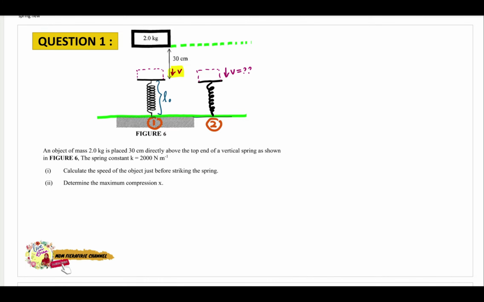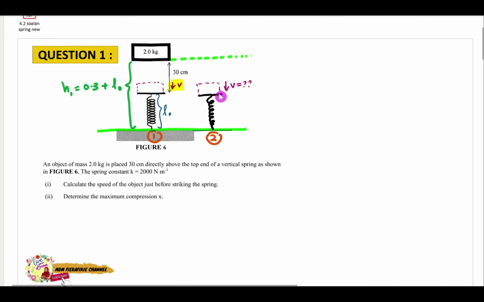If your ground or your floor is on the green line, okay, means that the initial height of the object is 30 cm plus L0. Okay. So kalau kita tulis kita punya H1 masa dia berada pada gambar yang pertama adalah 30 cm we change to meter, 0.3 plus L0. Okay, lepas dia dah berada on the top of the spring, sebab soalan minta kita kira the speed of the object just before striking the spring, maknanya betul-betul berada pada kedudukan sini. So we consider at this moment.